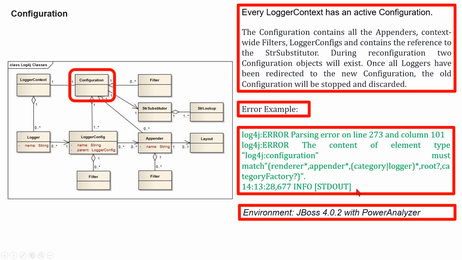Error parsing, error on line 273 and column 101. Error: the content of the element type log4j:configuration must match renderer asterisk, appender asterisk, category, logger asterisk, root, categoryFactory, and etc.